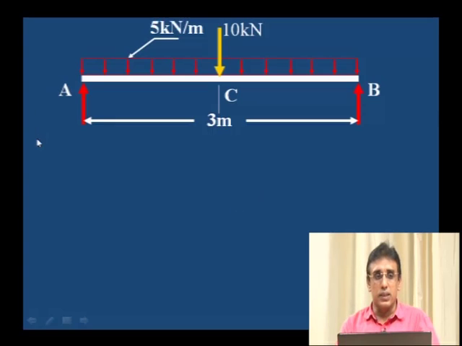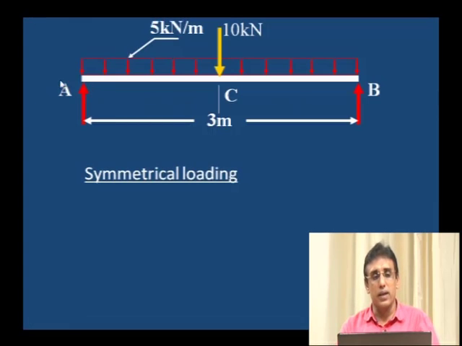Let us just see this problem, which I have shown in the previous session itself, in which the load is symmetrical, that is, the entire A to B is loaded with a uniformly distributed load and also a central point load. Since it is loaded symmetrically, the 10 kilonewton is acting exactly at the center point, that is C.